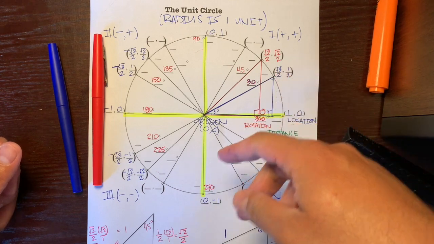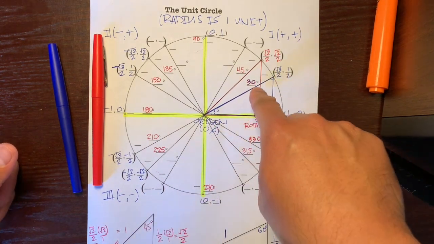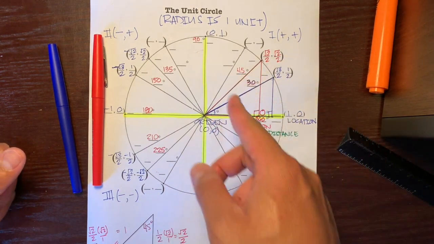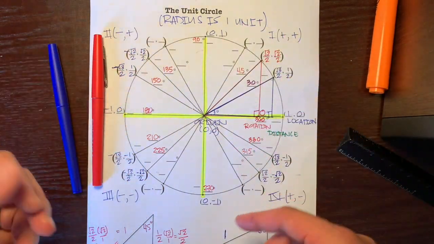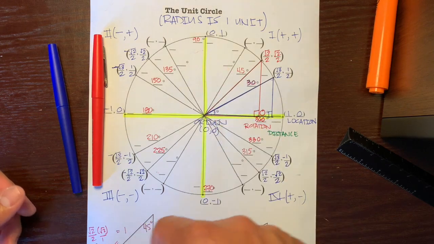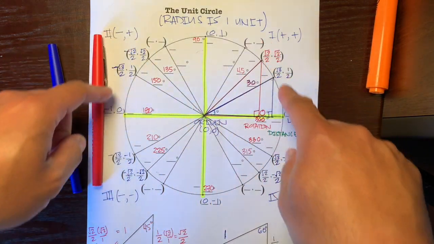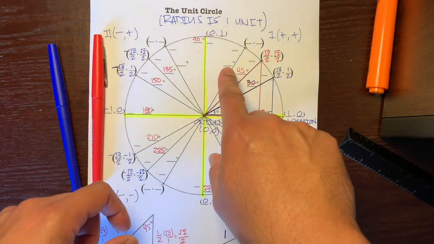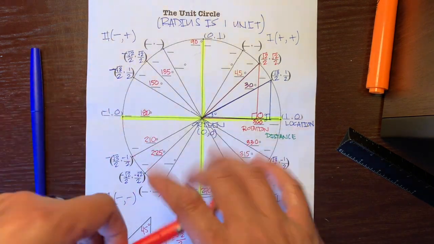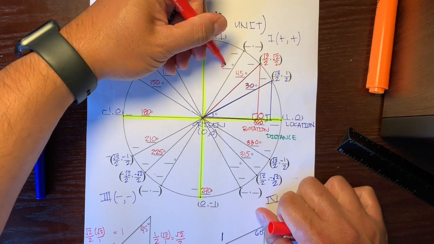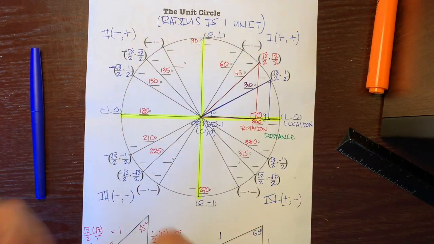So, in previous episodes, we used 30 and 45 degree rotations to get us almost all of these locations right here. And so we just need one more rotation to give us the rest of these locations. So this last one right here is 60 degrees. So this is a 60 degree rotation.